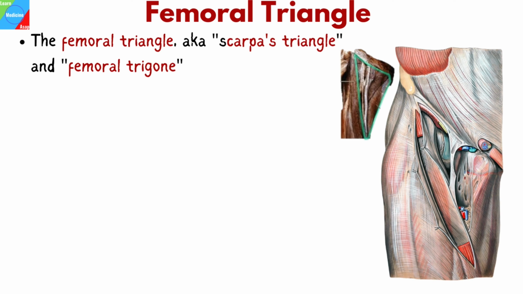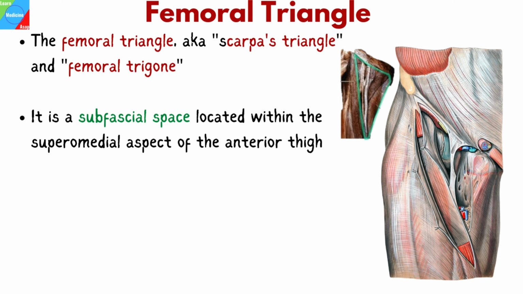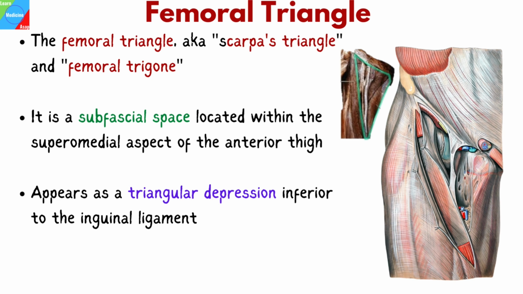The femoral triangle, also known as Scarpa's triangle and femoral trigone, is a subfascial space located within the superomedial aspect of the anterior thigh. It appears most prominently as a triangular depression inferior to the inguinal ligament with hip flexion, abduction, and internal rotation. In this video, we shall look at the borders, the contents, and the clinical significance of the femoral triangle. The femoral triangle consists of three borders, a roof and a floor.